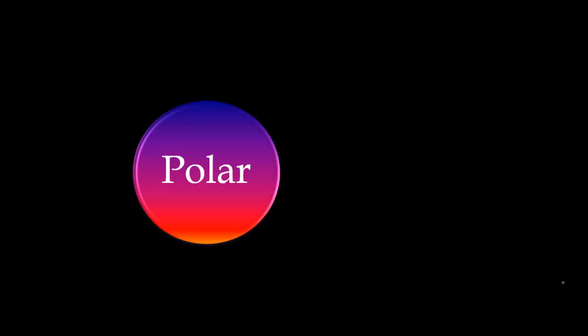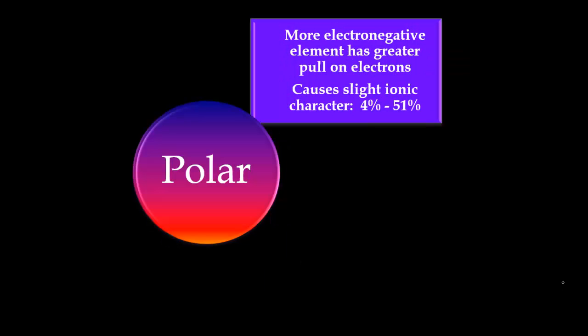Polar bonds. Remember, this is unequal sharing of electrons. So the element that is more electronegative is going to have a greater pull on the electrons. Because it has a greater pull, the electrons will kind of hang out more near that element. So it does cause some slight ionic character. So this is anywhere from 4% to 51%.